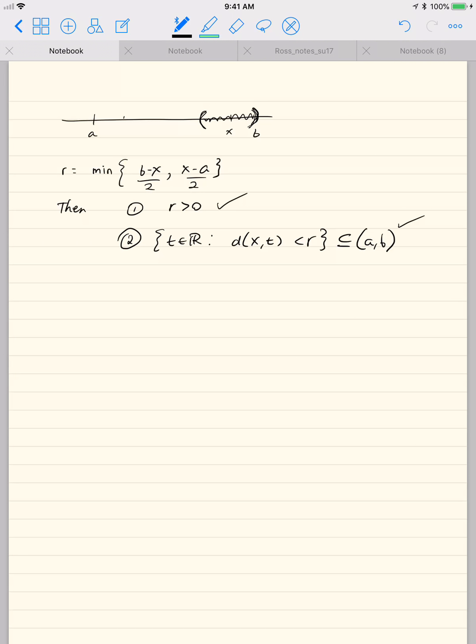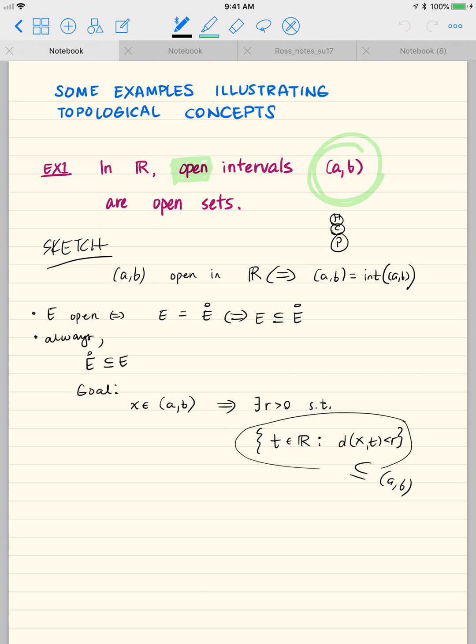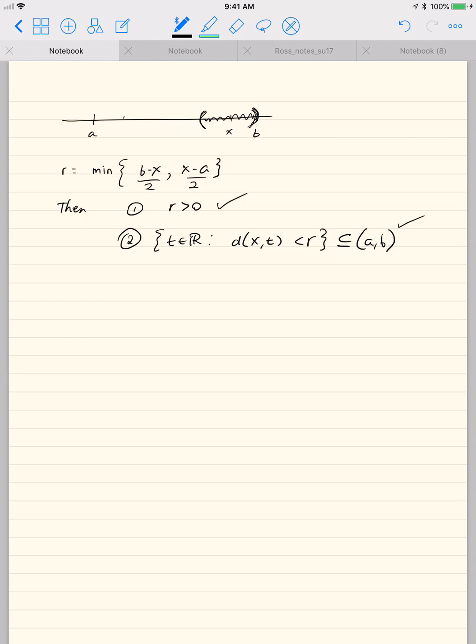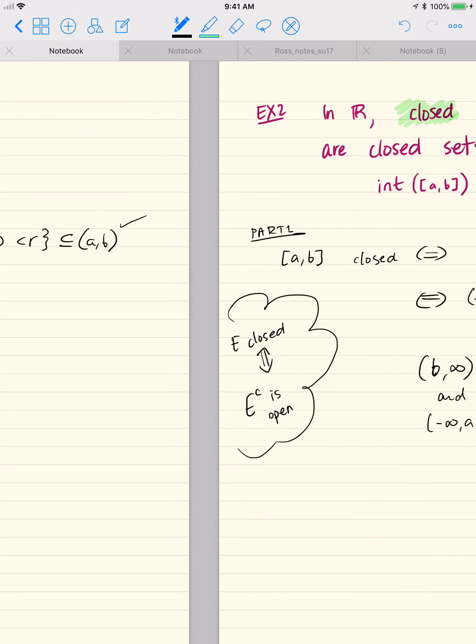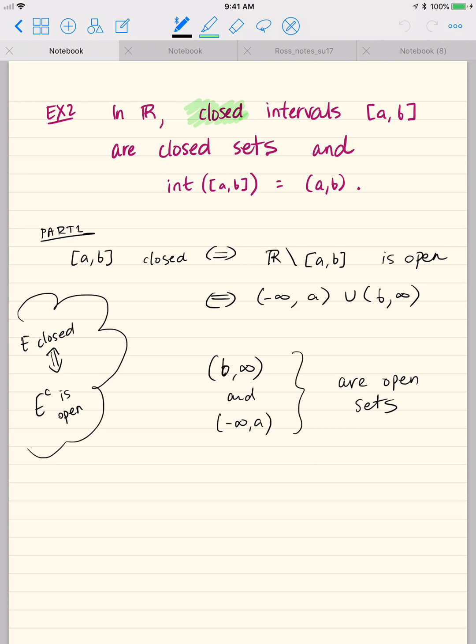So back here, when we were showing that open intervals are open sets, we're assuming here that A and B are real numbers. If I could extend this, which you can, you could extend this to consider unbounded open intervals. Then we can show that these unbounded open intervals are open sets. And then the second thing we would do is we would say that the union of open sets is open.